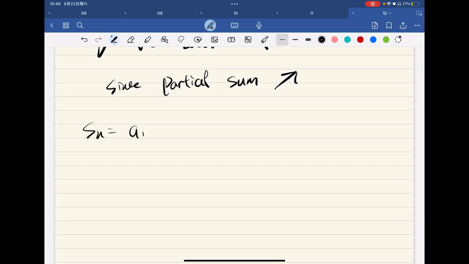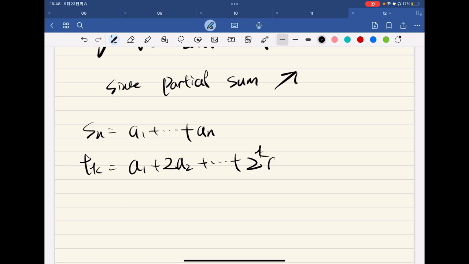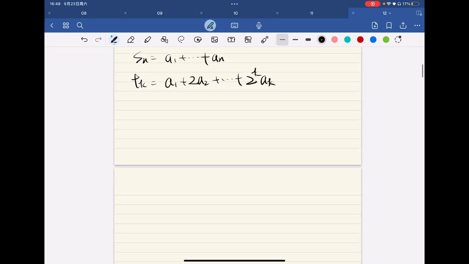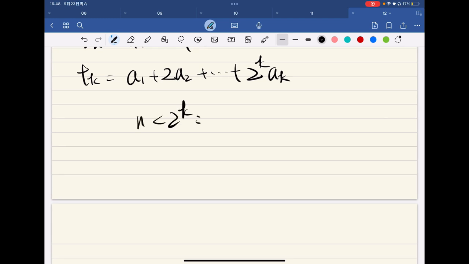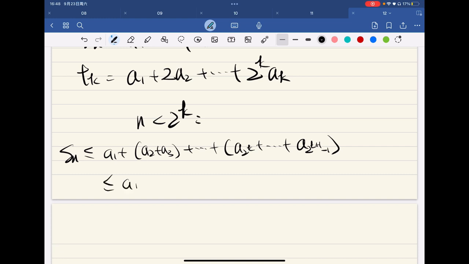we have, when n is less than 2 to the k, S_n is bounded above. I just write it somewhere here. And this is less than, because a_n is decreasing, right? And this is equal to T_k. So you have S_n less than or equal to T_k. This is the first thing. Now if n is greater than 2 to the k, then 2 S_n is greater than or equal to T_k. Right? Do the same thing.